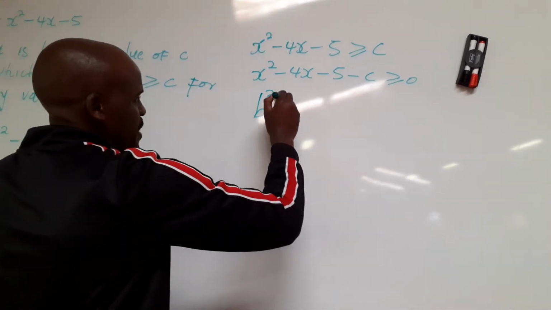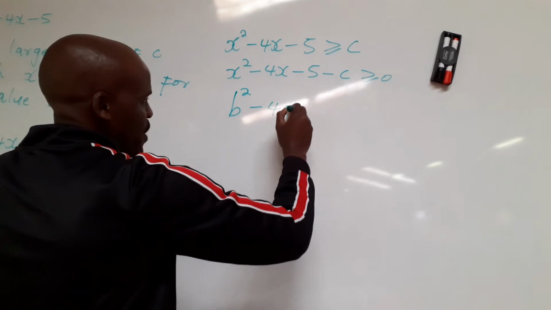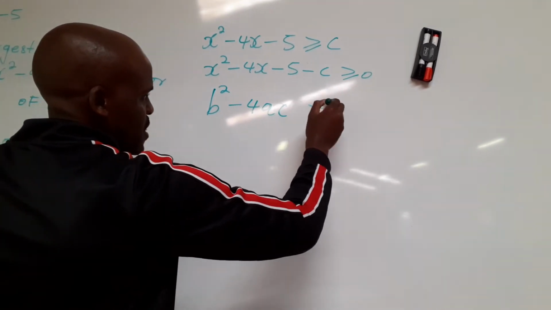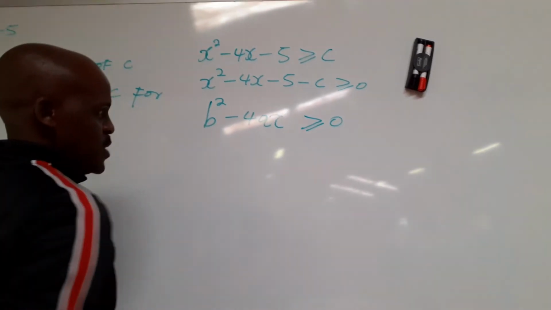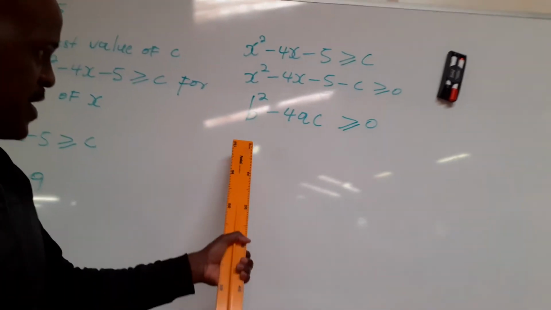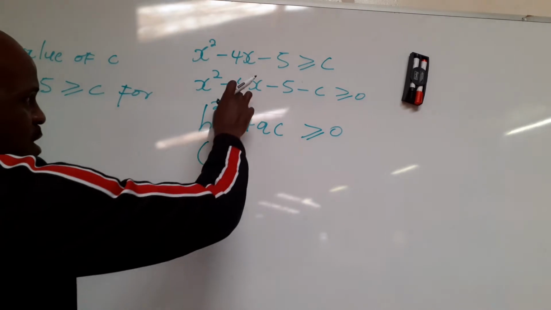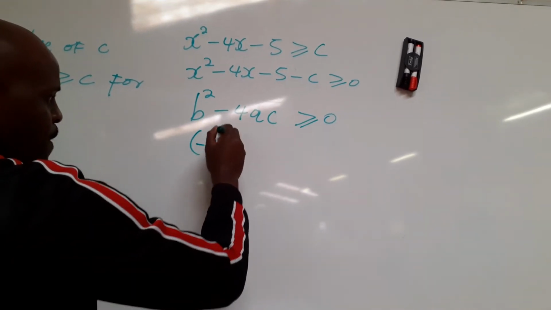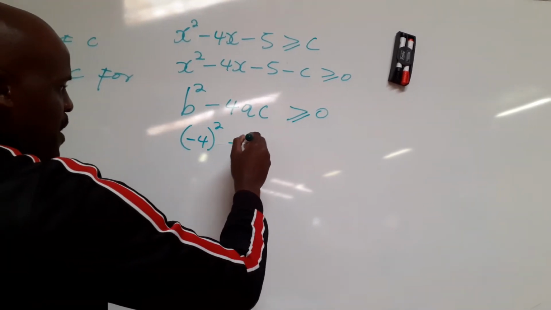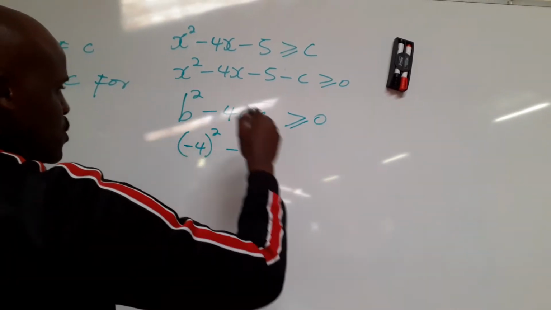So we use the discriminant for the nature of the roots. It's b squared minus 4ac greater or equal to 0. Right, let's substitute here. Our b is negative 4, our a is 1.